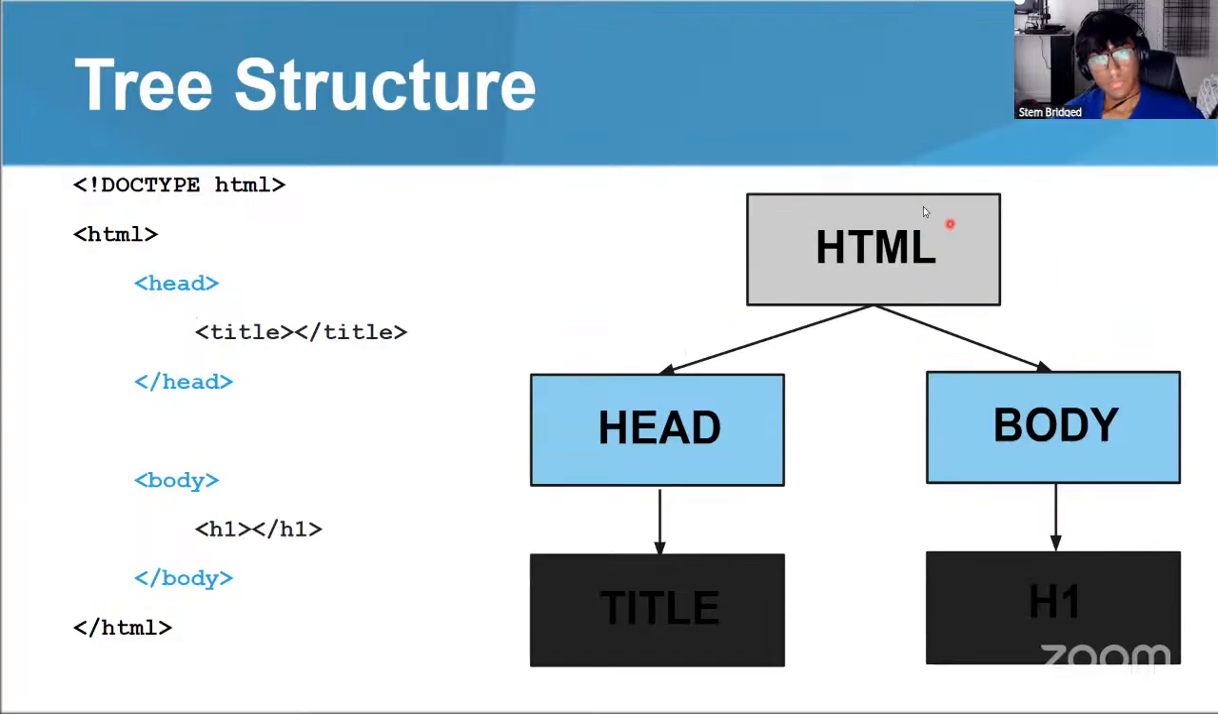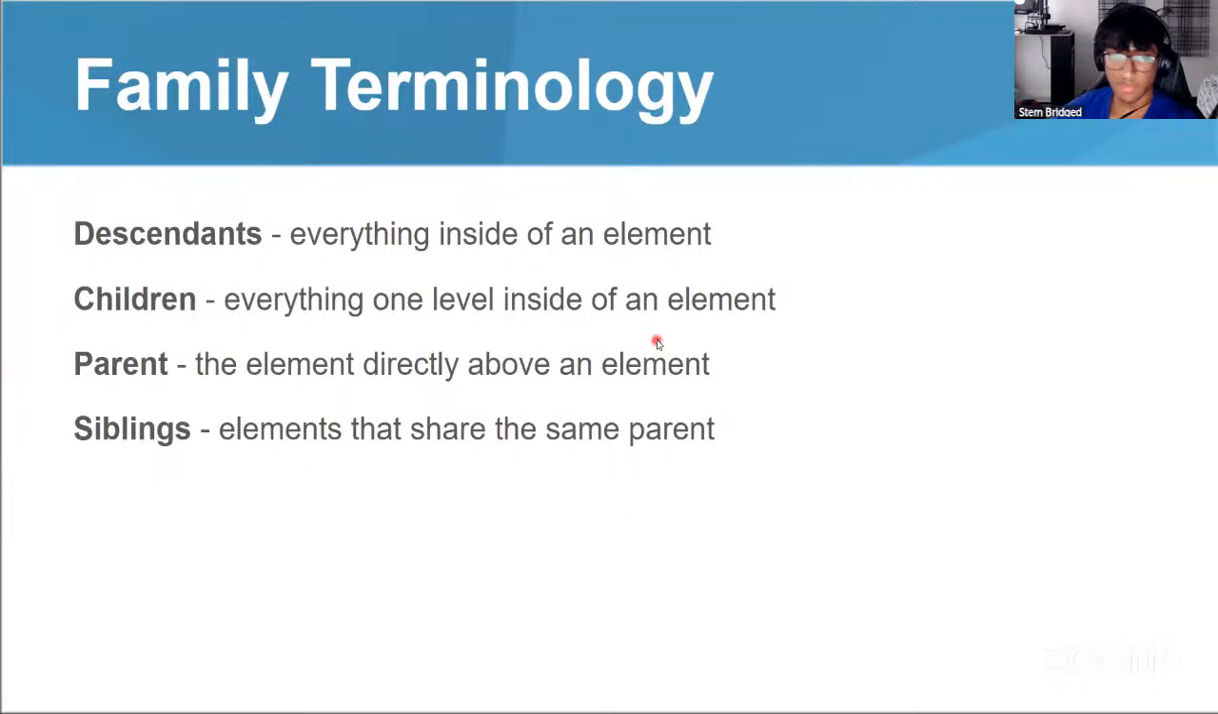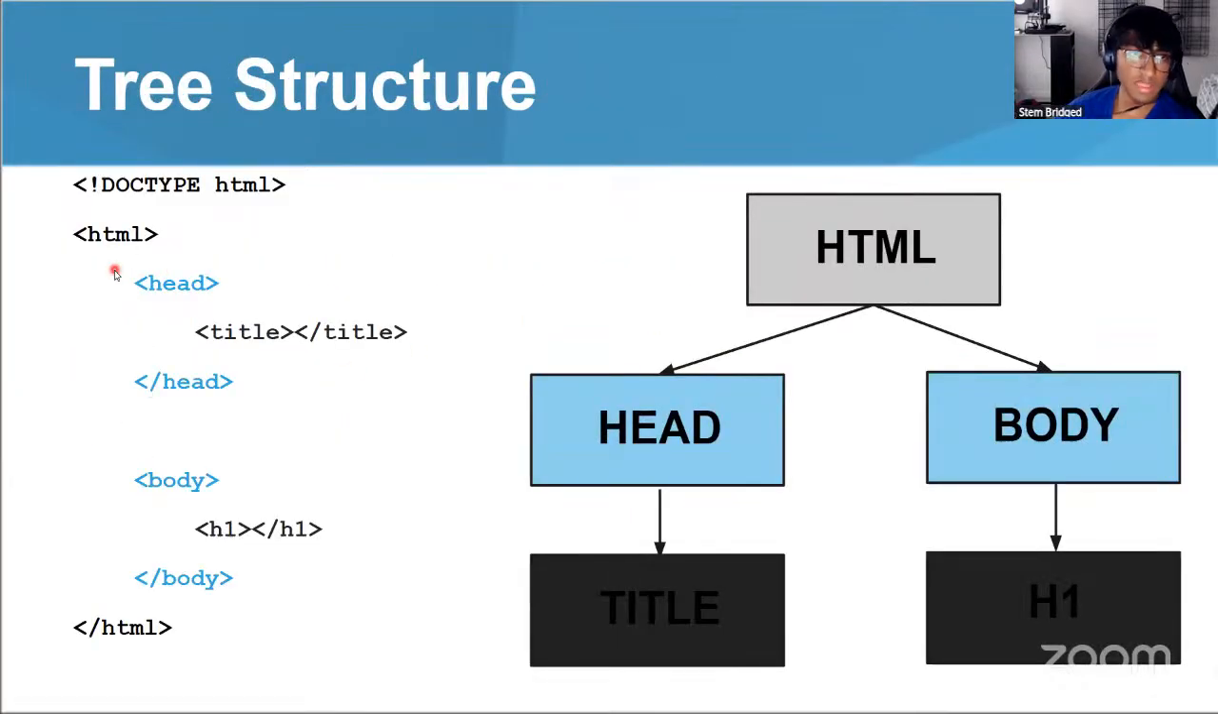So we see this tree structure, right? Remember we saw this tree structure on day 2, I believe. So the HTML is the parent here, and the head and body are the children of HTML. And then the title is the child of head, and H1 is the child of body. So we can see that head and body are one level inside of an element, right? So head and body are one level inside of the HTML tag.